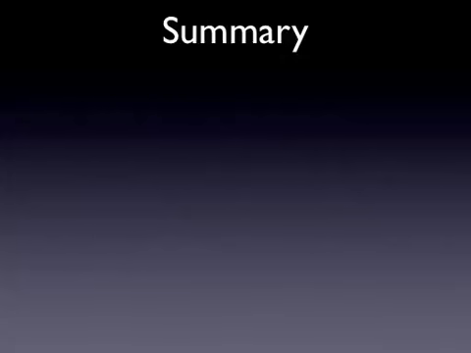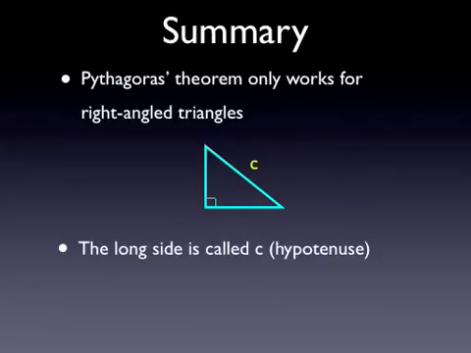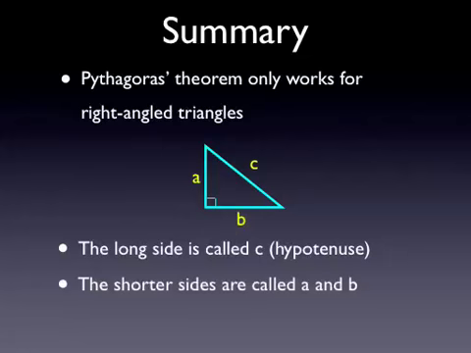So in summary, some main points. Pythagoras' theorem only works for right-angled triangles. The long side is called C, or the hypotenuse. The shorter sides are called A and B. And the rule, which you need to remember, is A squared plus B squared equals C squared. So that's a bit of an introduction to Pythagoras' theorem.